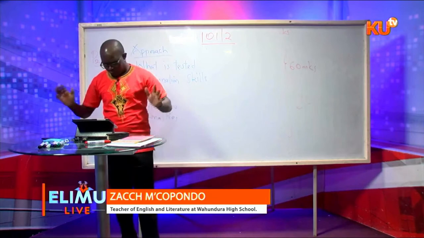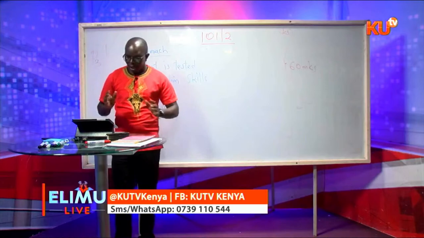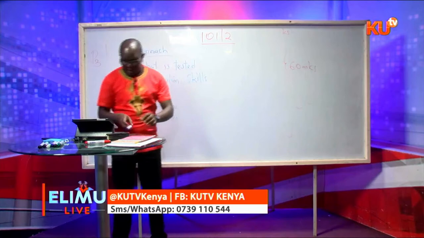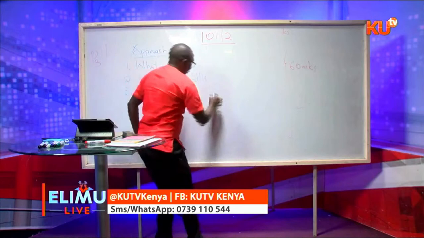So I'm going to take us through this, and remember, my name is still Zach Opondo, a teacher of English and Literature at Ahundura High School. So we want to look at what is tested. What is tested? That is English paper 2, 101 stroke 2. Question 1, as we said, this paper is divided into four different parts. Question 1 is what is called the comprehension.